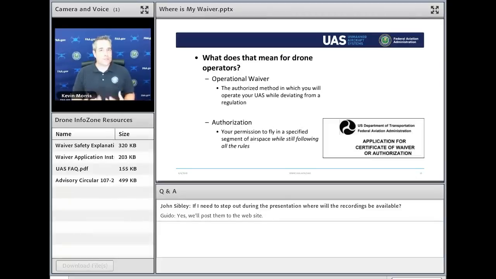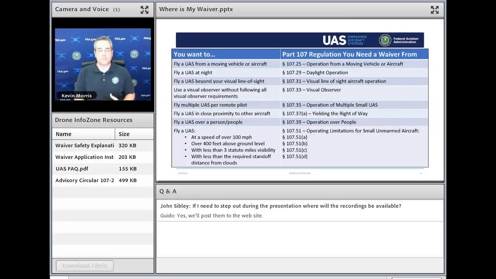So that's great, but what does it really mean for you as the UAS operator? Here's what it means. We're talking about operational waivers today, and that is going to be your authorized method in which you will operate your UAS while deviating from a regulation. If you are talking about an airspace authorization, that is your permission to fly in a specified segment of airspace while still following all the rules. I'm going to keep it on the screen for just a second because it's very important that we understand the difference between the waiver and the authorization. And today we're talking about the operational waivers.